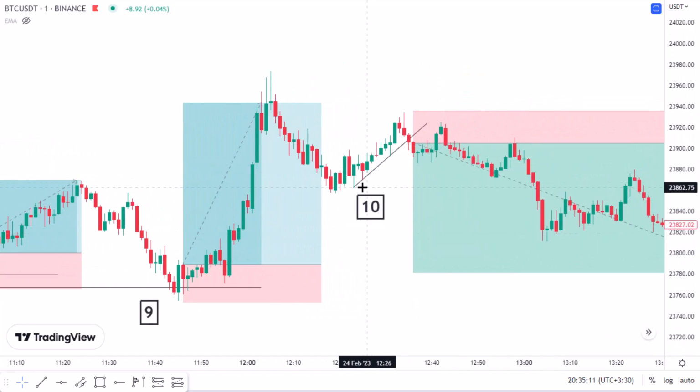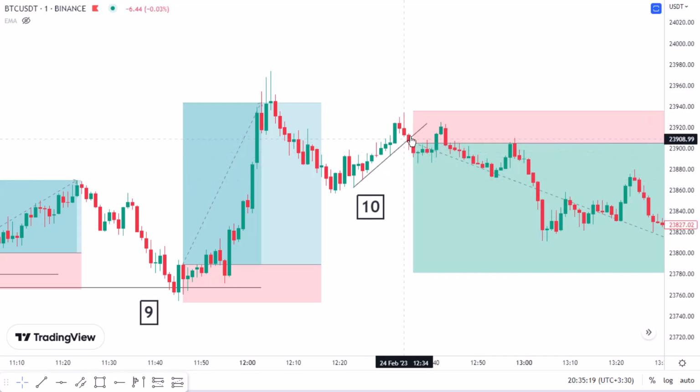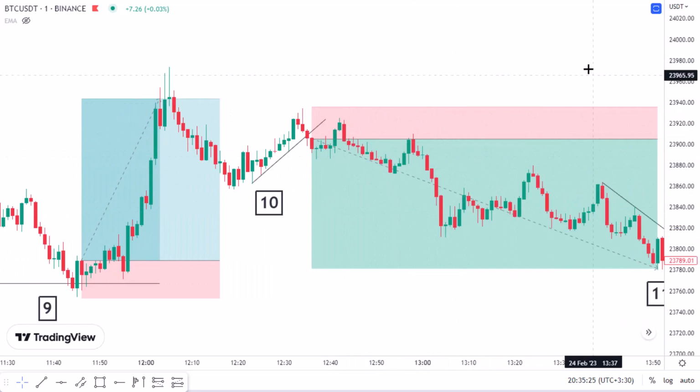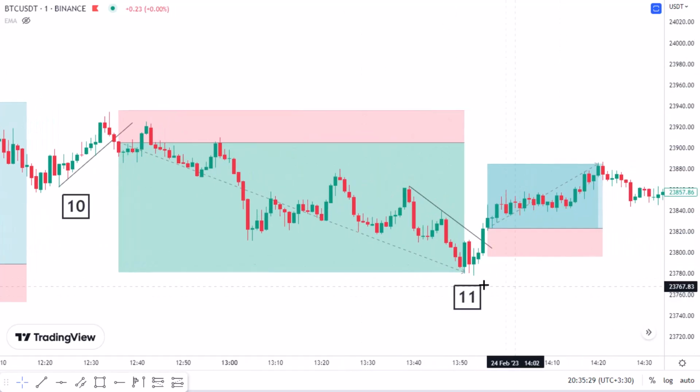On the trade 10 we have this trend line with 3 touches. It breaks it with this small red candle. The body is below the trend line. We enter the sell position here, put our stop loss somewhere safe, and look for RR2, which gives us RR4 here.